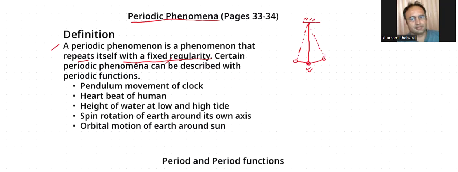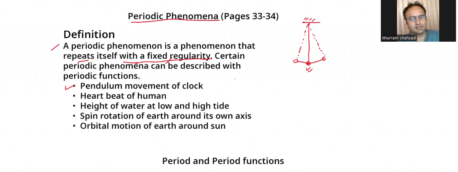I have a few examples to explain this. These are some natural periodic phenomena. The first one is the pendulum movement of the clock. This is the pendulum movement of the clock. This is a pendulum. What is a pendulum?